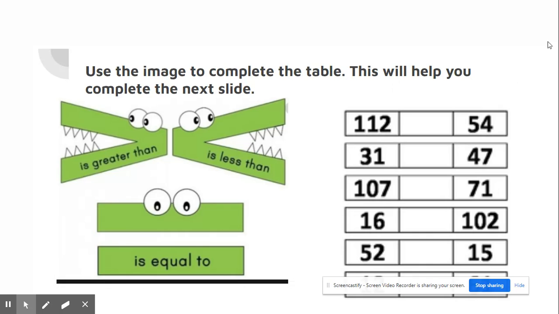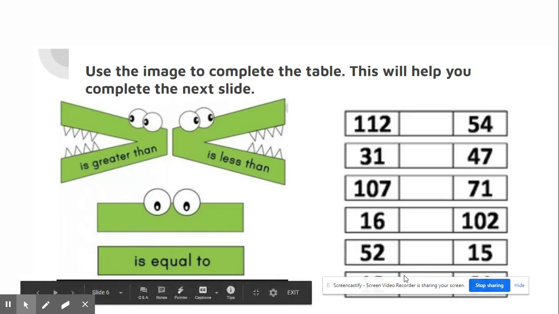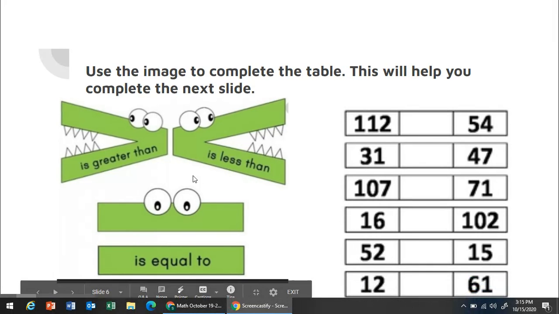Okay, so it's been a long time since we have probably seen these symbols. These are symbols we use to compare numbers to determine which number is greater than, less than, or equal to. If you notice, we're using like alligators. So depending on the numbers will depend on which symbol to use. So let's do some as a practice.